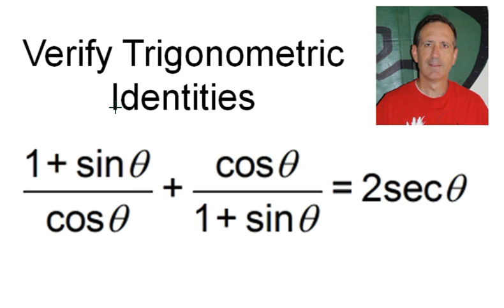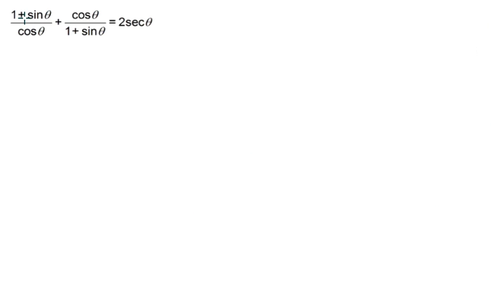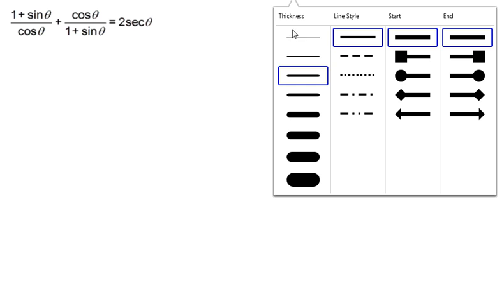Verify trigonometric identities. What we're going to do is verify this particular identity here, which is that if we have (1 plus sine theta) over cosine theta plus cosine theta over (1 plus sine theta) equals 2 secant theta.